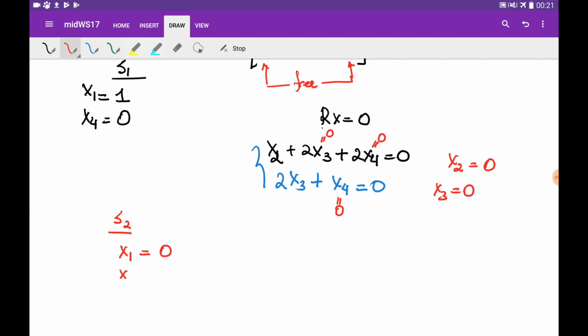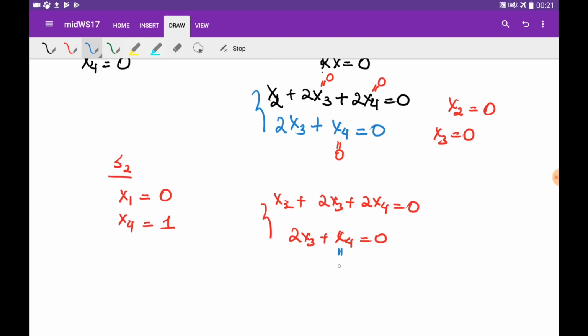Okay, now I need to find the second special solution where x1 is going to be equal to 0 and x4 is equal to 1. So in this case, I need to solve the system again. x2 plus 2x3 plus 2x4 is equal to 0. 2x3 plus x4 is equal to 0. So if I set x4 to be equal to 1, we can obtain that x3 should be equal to minus 1 over 2.